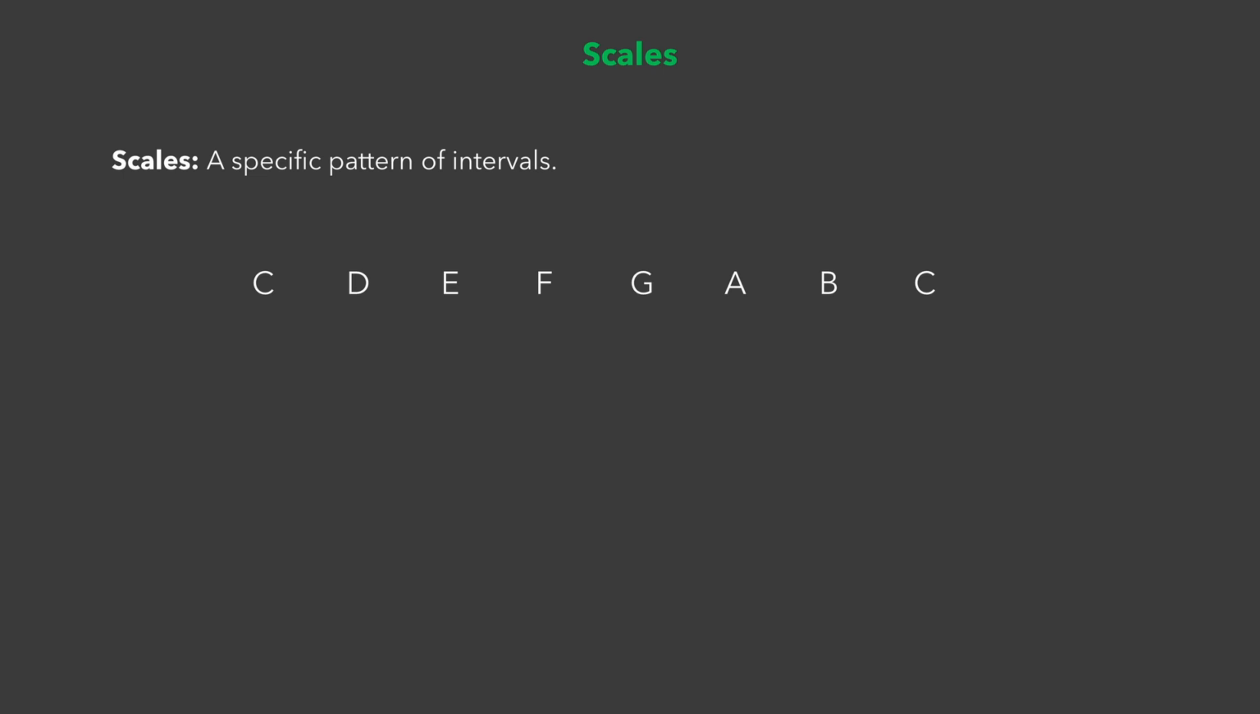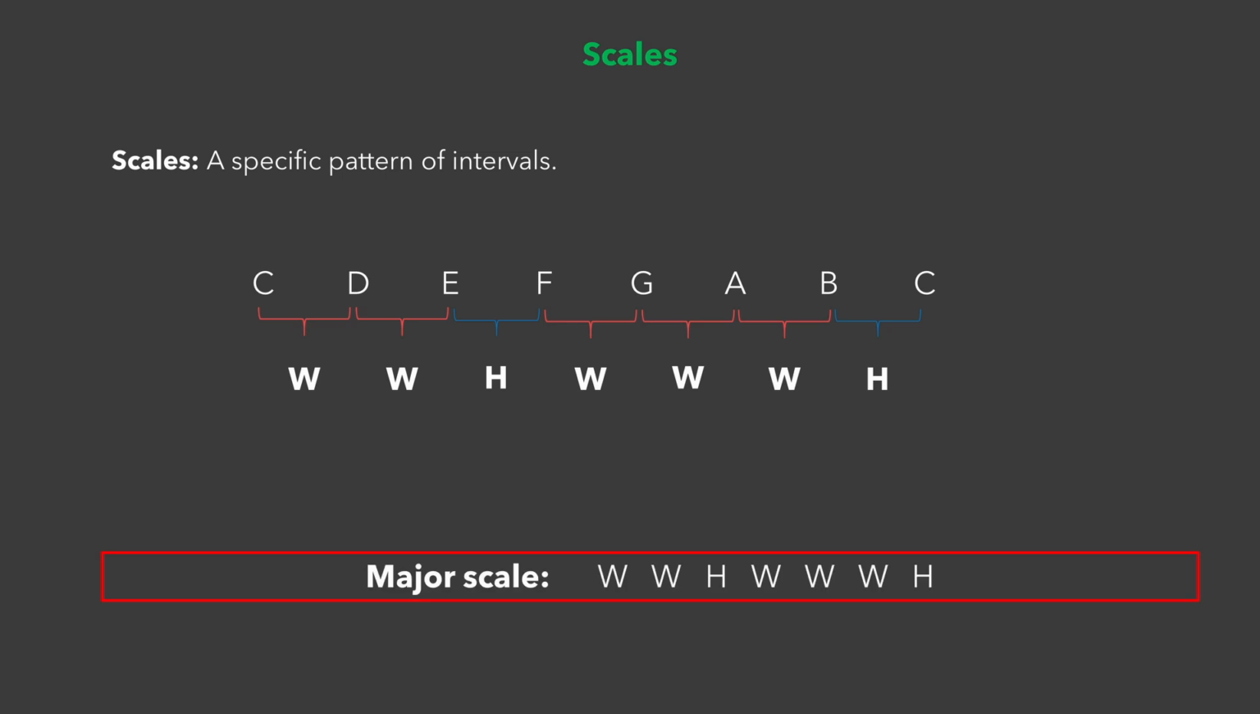Let's see. Between C and D, we have a whole step. Between D and E, we have a whole step again. Between E and F, we have a half step. Between F and G, we have a whole step. Between G and A, a whole step. Between A and B, a whole step. And between B and C, a half step. We can see that the following pattern is formed. We have whole, whole, half, whole, whole, whole, half.